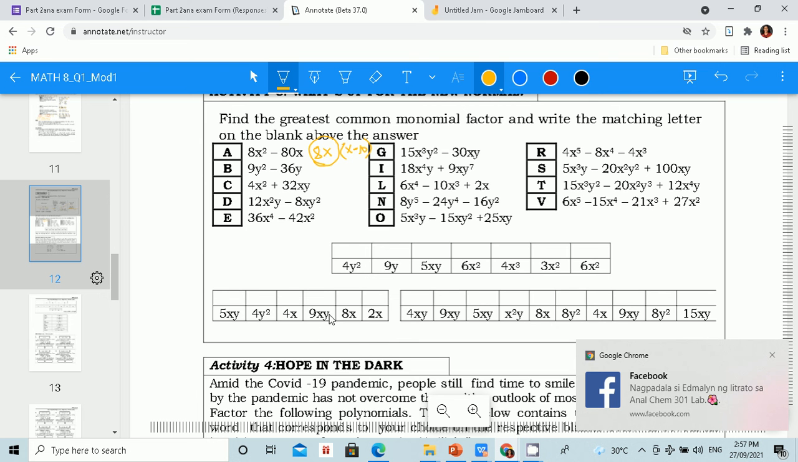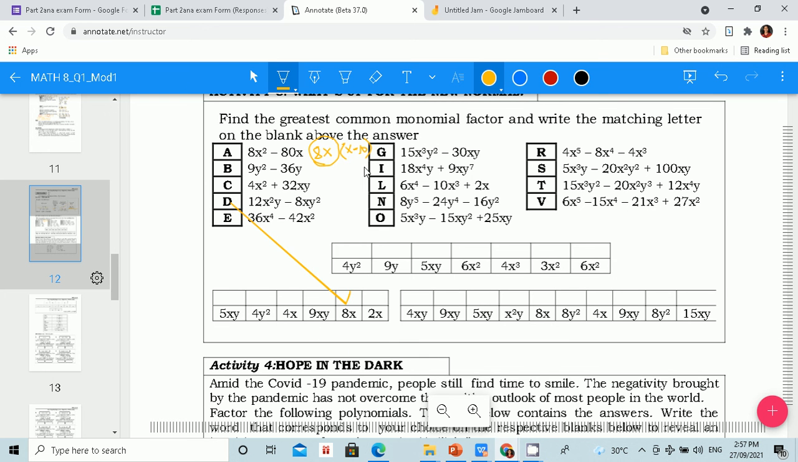Okay, here. We can write it here. So we have here, it's letter A, 8x. What about letter B, 9y squared minus 36y? So what is the factor of that?